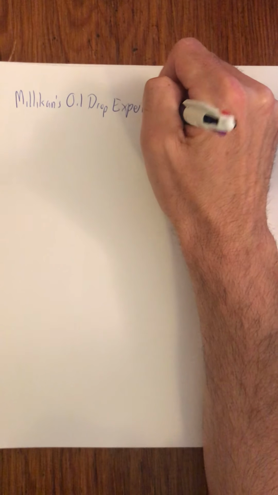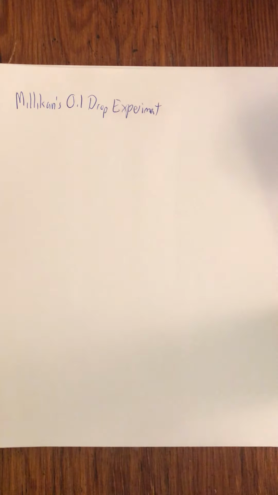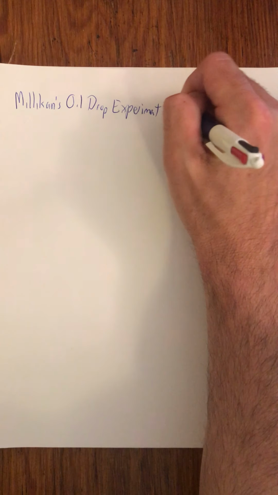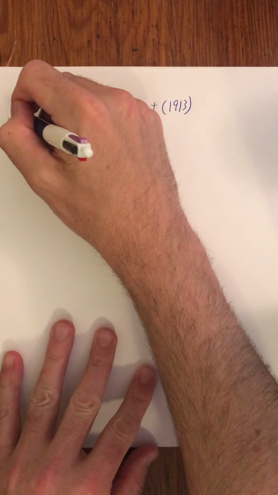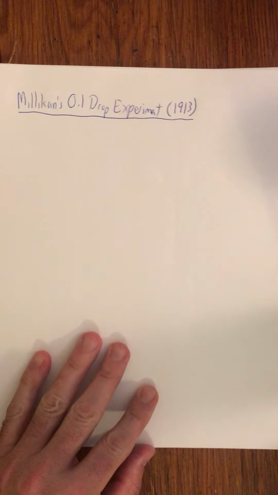So Millikan and his compatriots were doing this experiment in the beginning part of the 20th century. It was performed in 1909, not published until 1913, so we're just going to put that there. Just for a little bit of background about what was known at that point: remember at the beginning of this unit I said that Franklin et al. didn't really know what an electron was, right? They just thought there was this positive electrical fluid flowing from place to place.